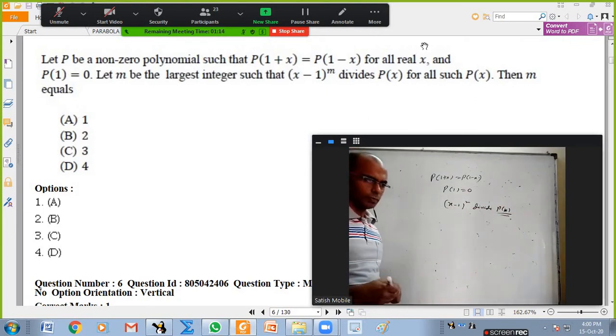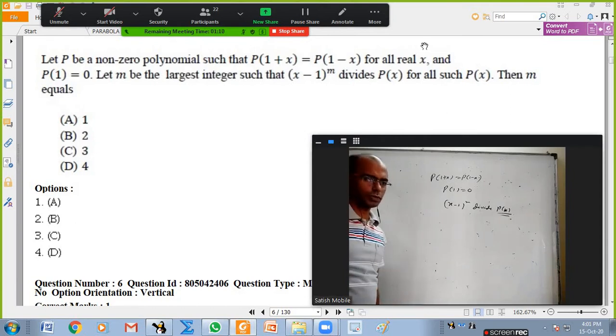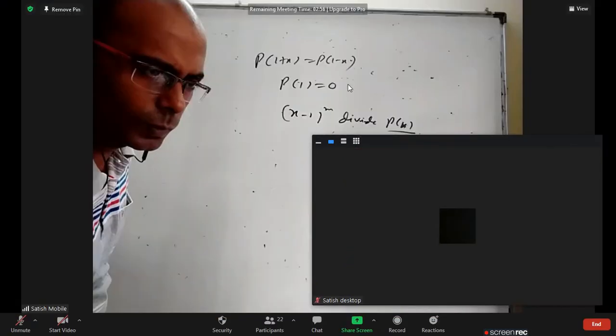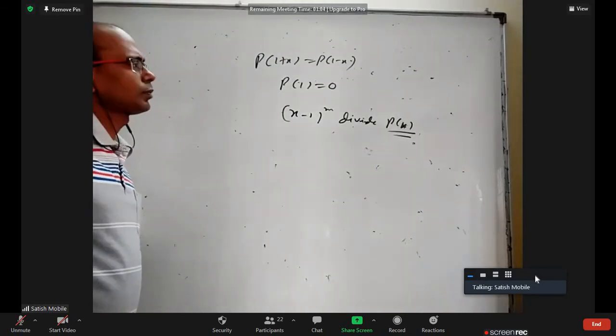What is that minimum m? Or what is the largest integer that should divide every such polynomial? Okay. So I have a lot of polynomials satisfying this.